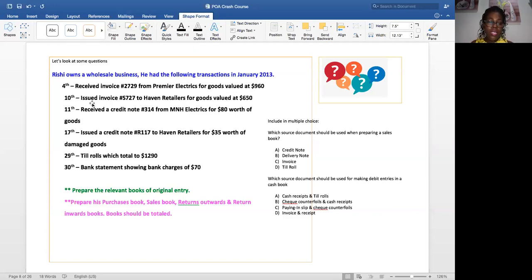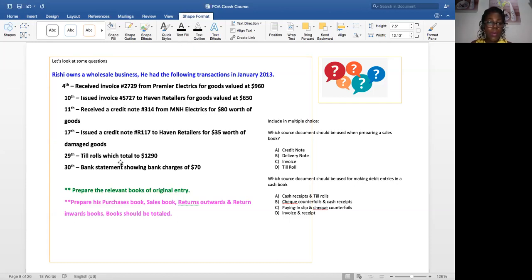On the 10th, he issued an invoice. So he would have sold goods to who? Haven Retailers. For how much money? $650. He received a credit note on the 11th. So that means he would have returned goods to his supplier, which in this case is M&H Electrics. Right? So you see how understanding what the source documents are and what they are used for can help you when you have to do a question.